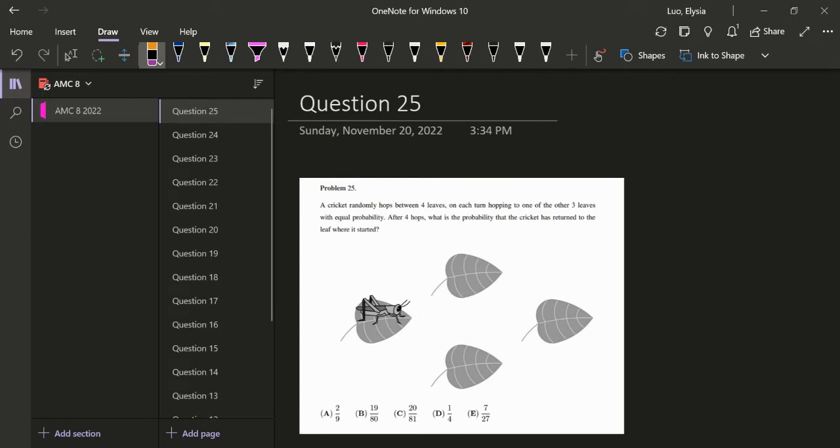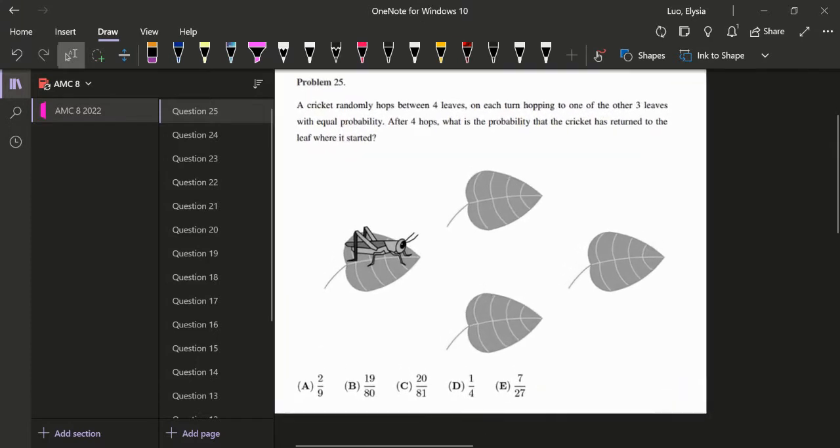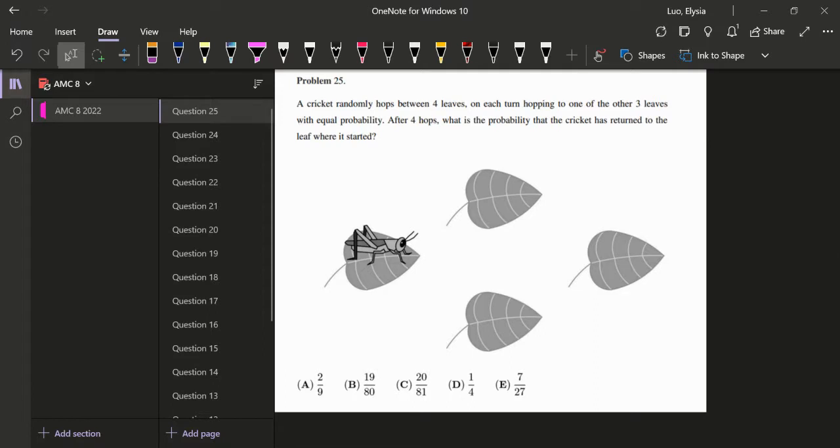Okay, so this is for the AMC 8 2022 question 25. This is one of the hardest questions on the AMC 8 so far, and it's also the last question. So, right off the bat, first thing you want to do is to underline the keywords. Underlining keywords is really important so you know what you're looking for and you don't end up with an answer that's completely different from what you're actually asked to find. So, right off the bat, first keyword I see is randomly.